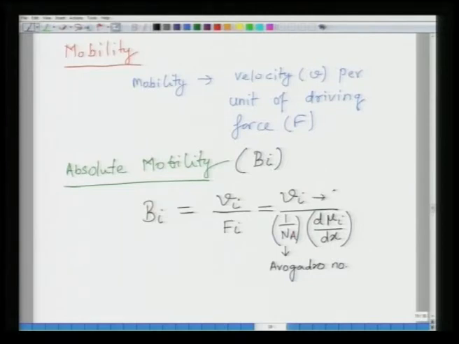The unit of velocity is centimeter per second, and the unit of Avogadro number is number per mole. x is in, let us say, centimeter, and mu i would be in joule per mole. So, now you can see what the units are going to be. The units will be centimeter square, because this centimeter will go up and the moles will cancel each other. So, this will become centimeter square per joule second. So, this will be your absolute mobility.